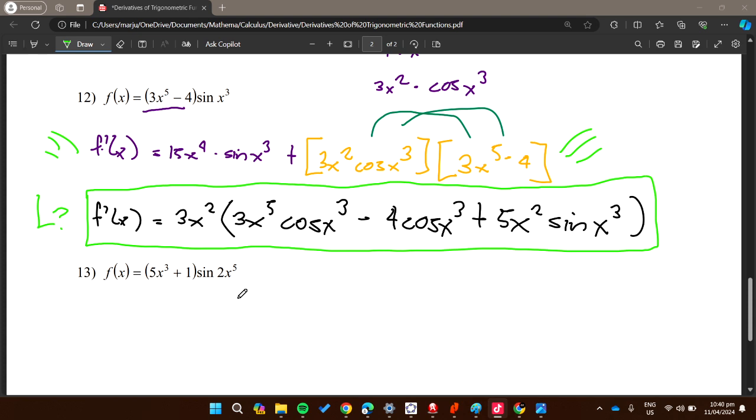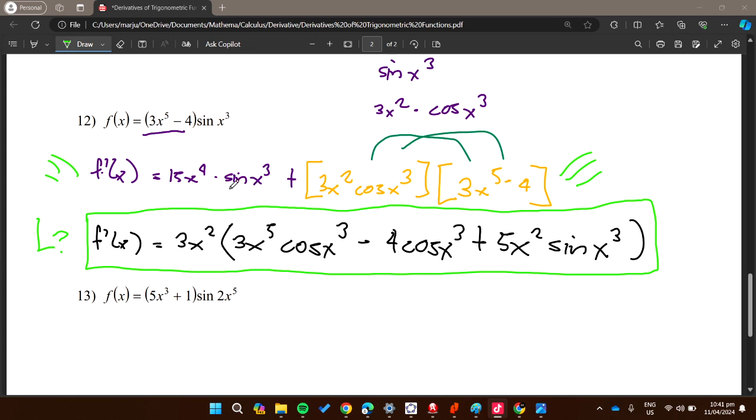Nakalimutan ko yung sign kanina. Alright. So, yun. Alright? Yun yung consequence of learning chain rule, no? So, again, ito, pag product rule, you need to what? You need the derivative of this. So, gamit ka ng chain rule. Right? And then, use the derivative of the trig functions then. Alright.